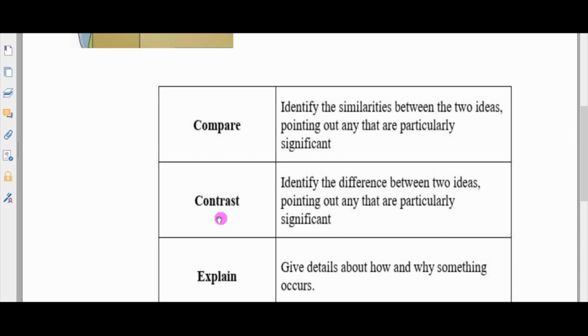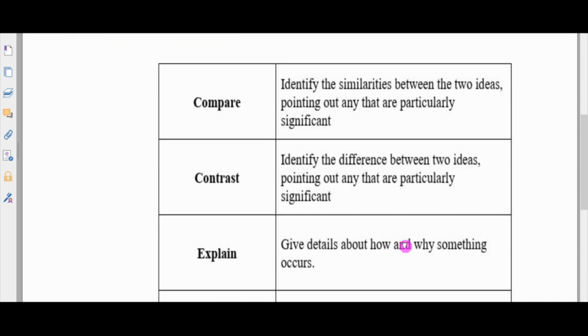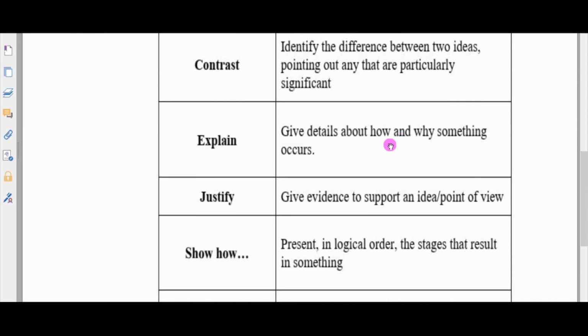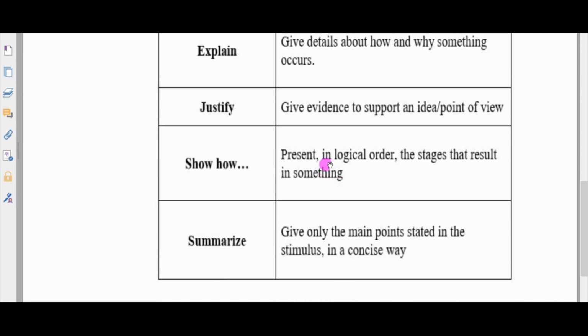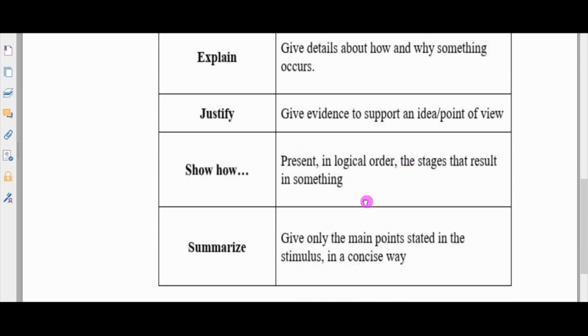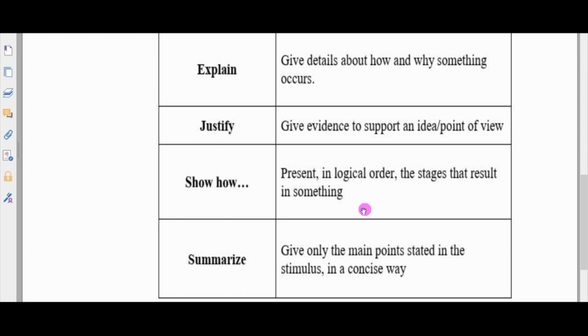Contrast, on the other hand, identifies the differences between two ideas, pointing out any that are particularly significant. Explain means that you give details about how and why something occurs. To justify means to give evidence of an idea or point of view. Show how means to present things in logical order or the stages that result in something.